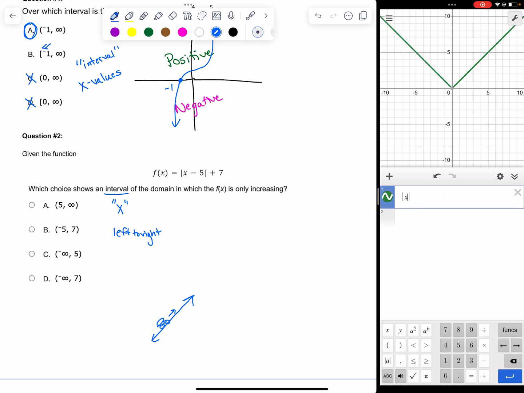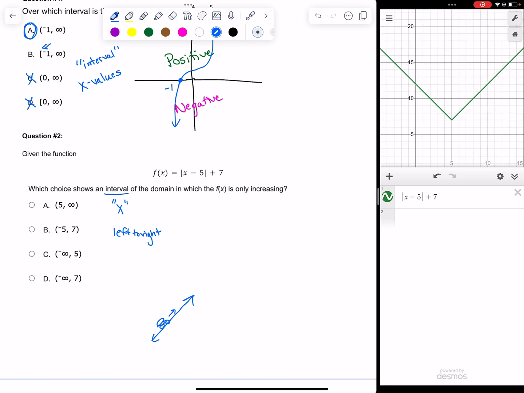We got the absolute value of x minus 5 plus 7. So I see it's going down, and then it turns around and goes back up. Like if my car was driving along from the left to the right, it goes down, but then it turns around, and this would be the increasing interval that starts at 5 and goes to infinity because it's going to the right. So we look over here at our options. Right at 5, it's not doing either. That's the turning point. So A looks most appropriate.